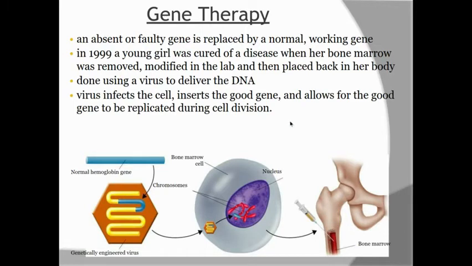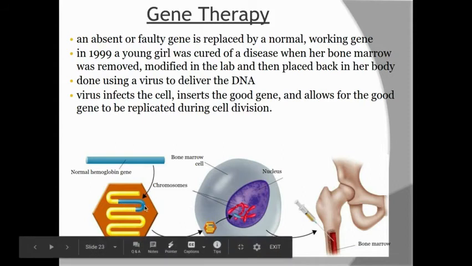Viruses do what viruses do, they infect cells. And if we can program the virus to infect cells with DNA that is desirable, then we can utilize the activity of those viruses to deliver DNA that is missing. So we can have this hemoglobin gene inserted into a cell, and now that bone marrow will produce the hemoglobin that's needed.